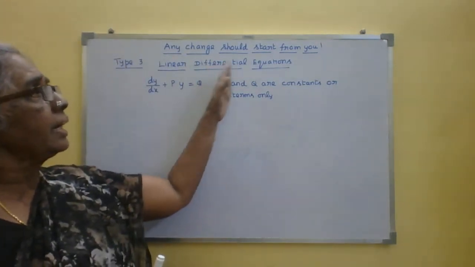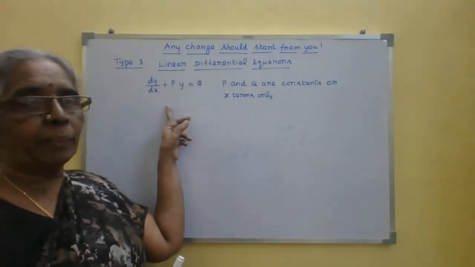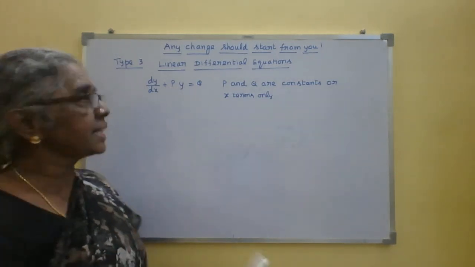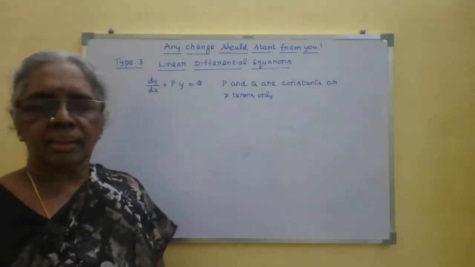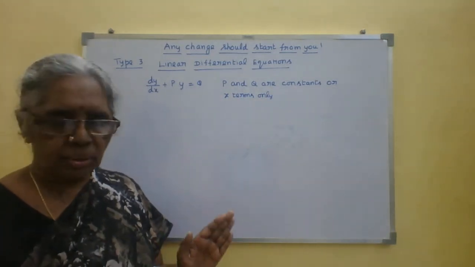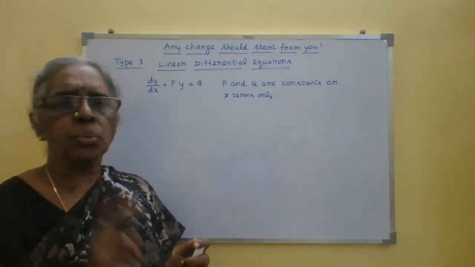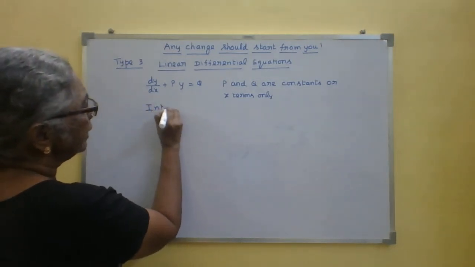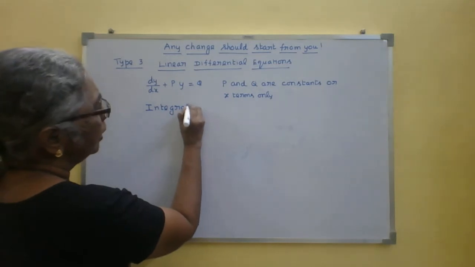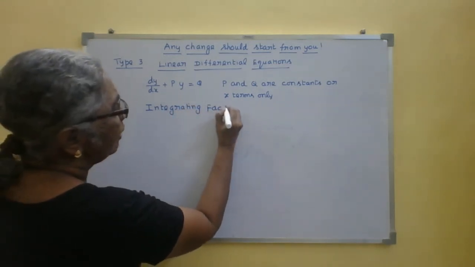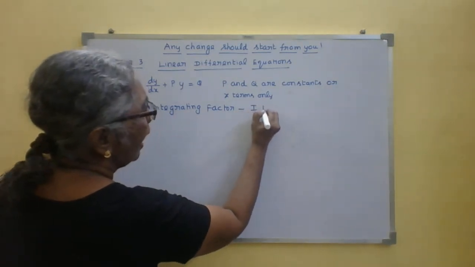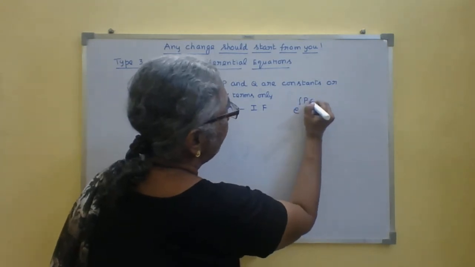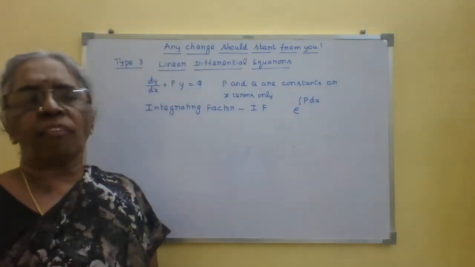So now the linear differential equation will be of the format dy by dx plus p into y is equal to q. Here the important condition is p and q will be either constants or only x terms. There are two main steps you have to remember. One is finding the integrating factor, which we denote by IF. For that the formula is e power integral p dx. So this is the IF formula.